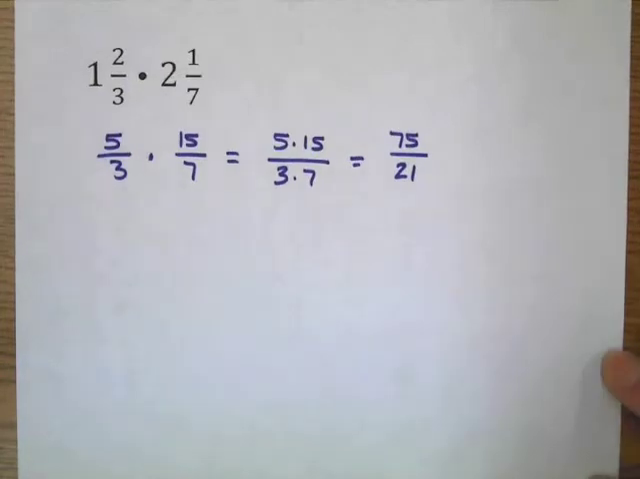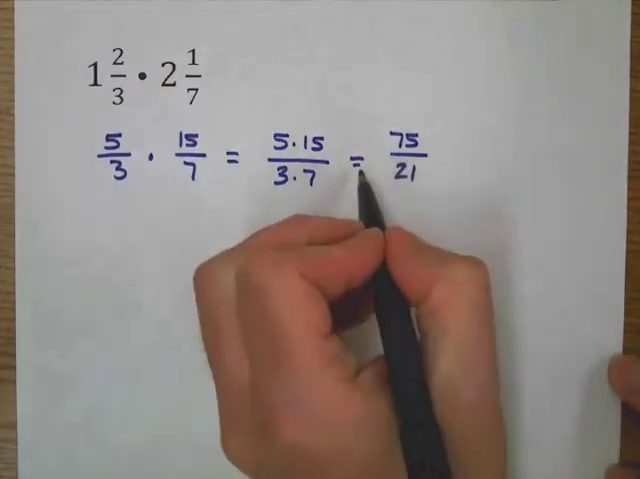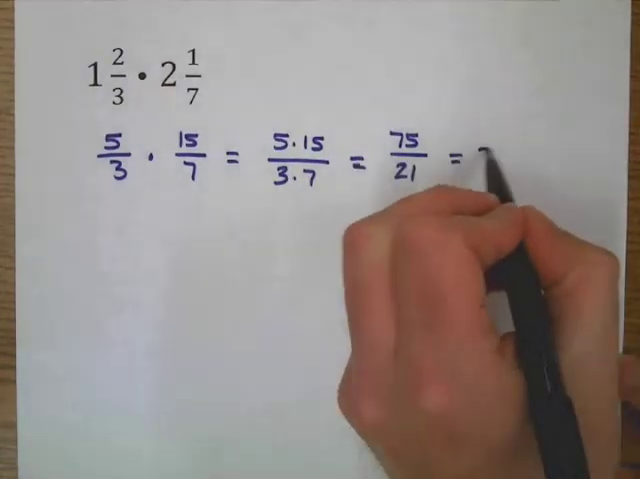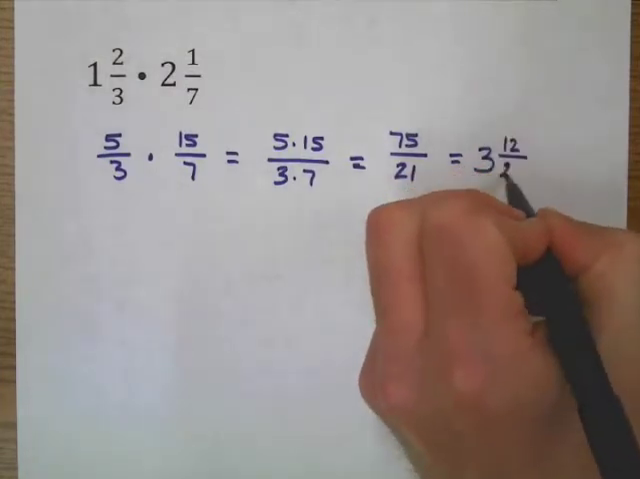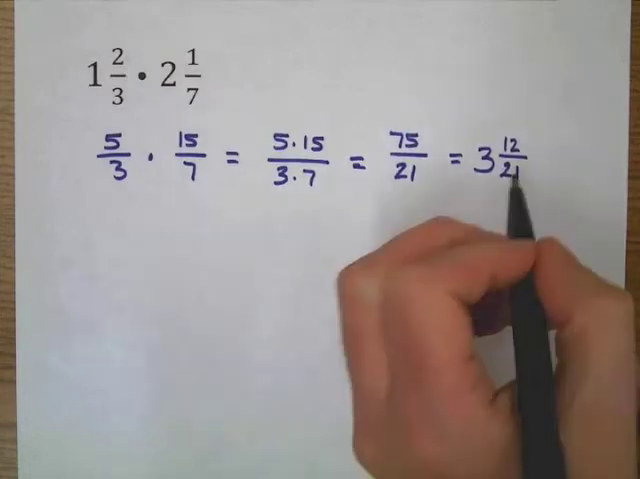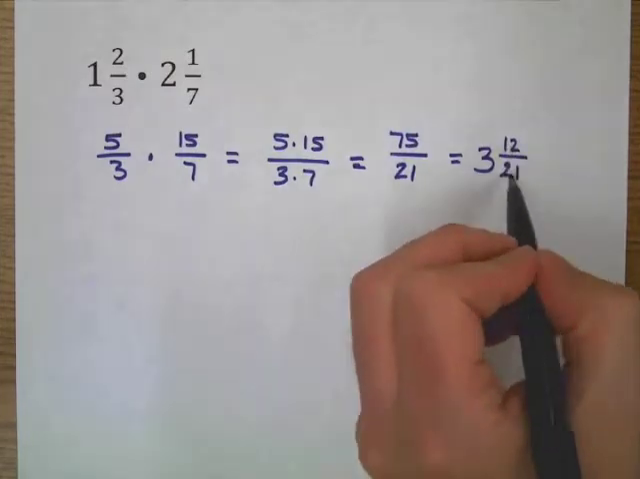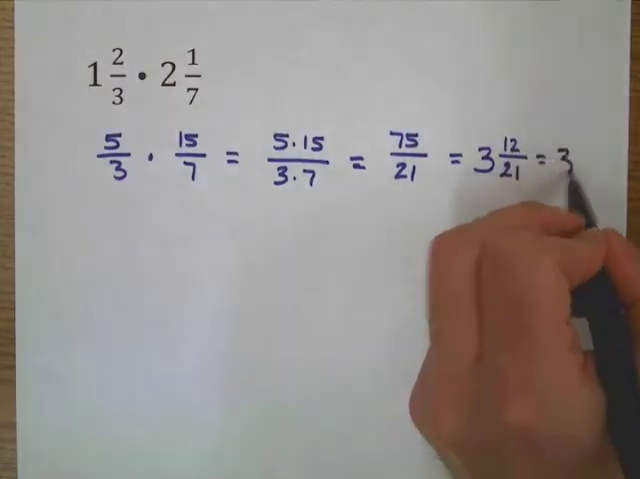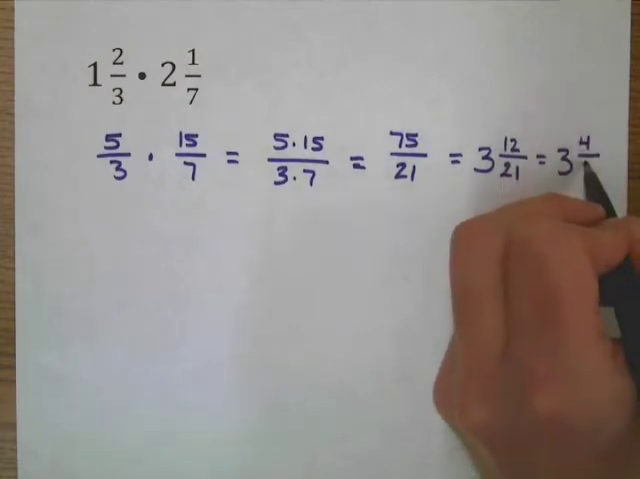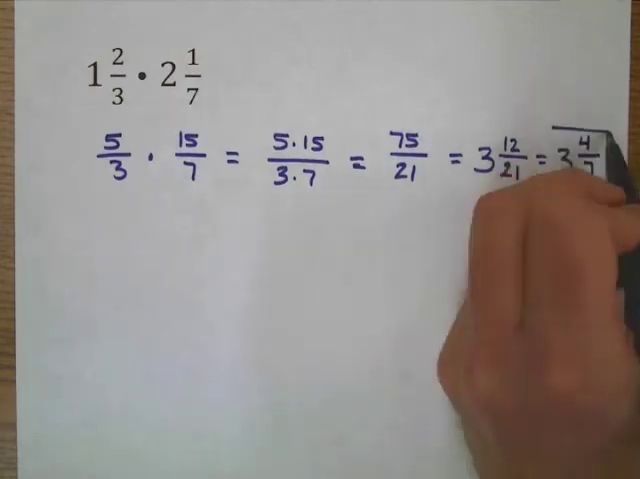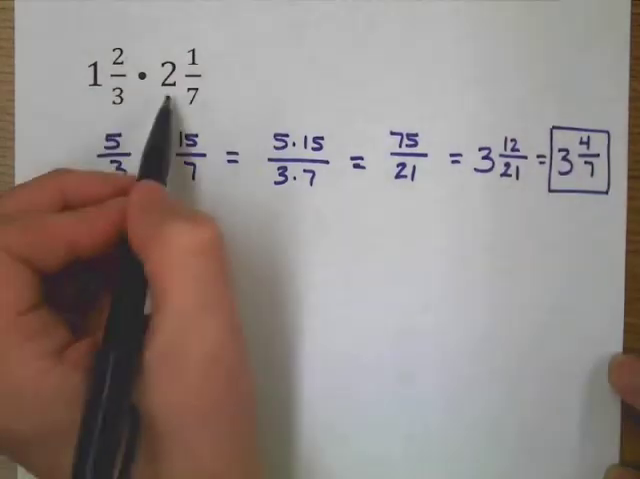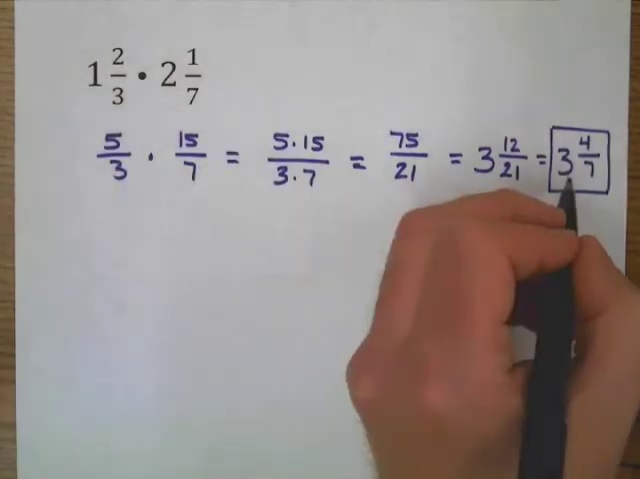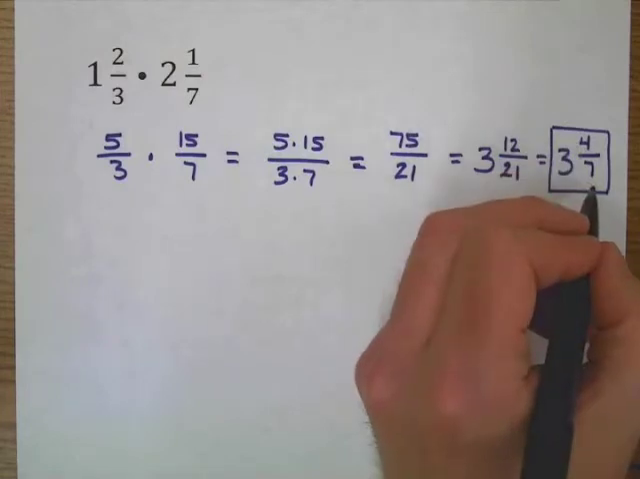75/21. Well, that's going to be larger than 1, and I can pull out 3 wholes, and I'm left with 12/21. And I can reduce that down. 3 is a common factor for both, so I'm left with 3 and 4/7. And that is a little bit larger than the two numbers I started with. So my solution to this one is 3 and 4/7.